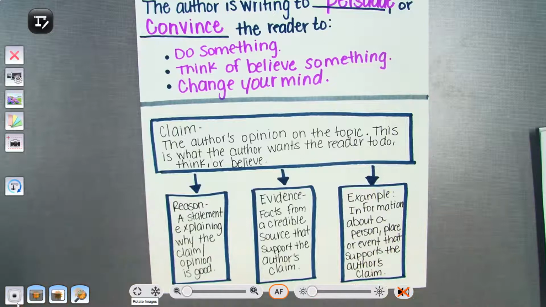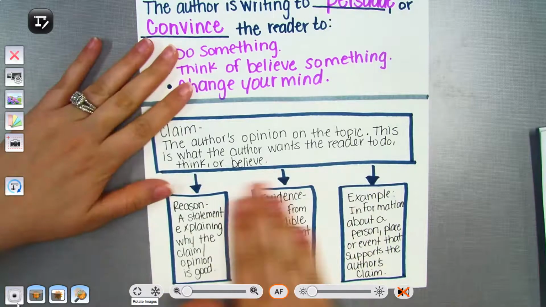Okay, so we have our claim, and then we have a reason. The author is going to give us a reason, which is a statement explaining why he thinks that or why that's his opinion. He's going to have evidence. So not only does he have reasons, but he's going to have evidence, which is where he's going to do some research and find facts from credible sources to support his claim. And then he's going to give us examples. So information about person, place, or events that support the author's claim.